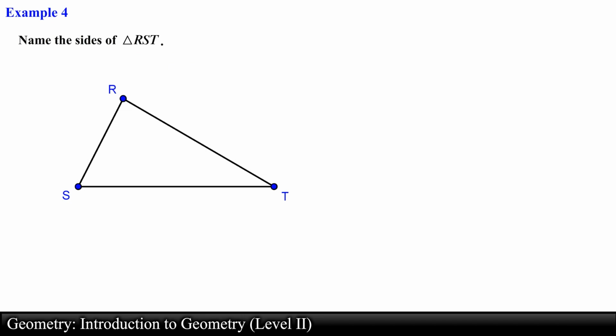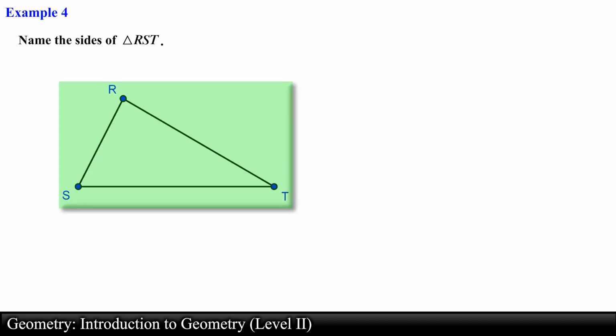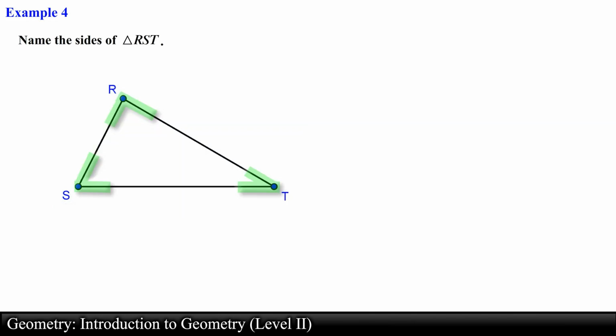Name the sides of triangle RST. Here we have a triangle. Recall that triangles contain 3 angles, hence the name triangle. This also means that triangles are formed by 3 sides. We can name the sides the same way we name line segments, by using 2 points. In a triangle, the points we will use are the ones located on each vertex of the triangle. These vertices are essentially the endpoints of a line segment.